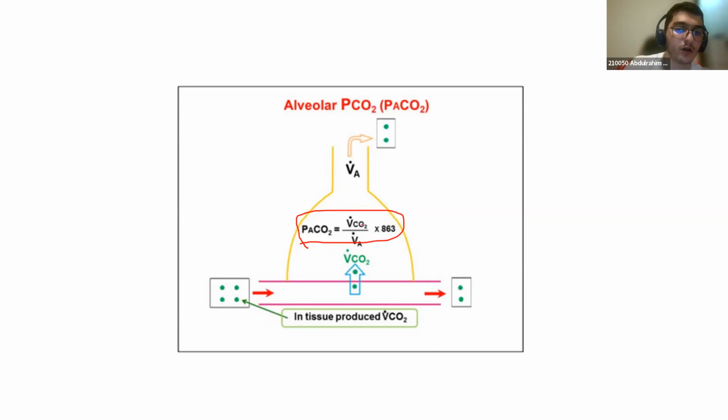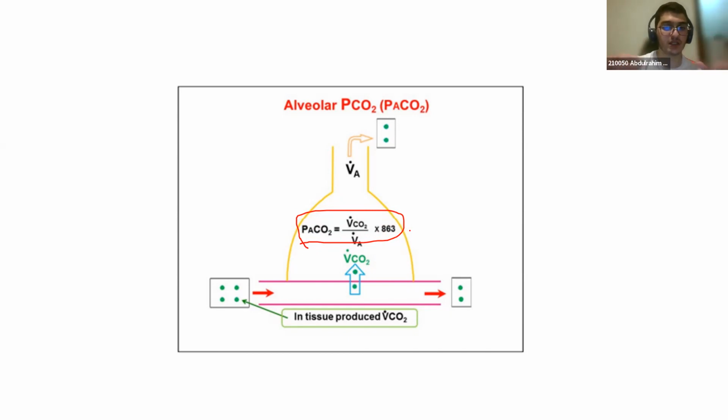It will decrease. Okay, and when your body is producing more carbon dioxide, what will happen with the alveolar pressure of carbon dioxide? Will it decrease or increase? It will increase. So therefore, of course, multiplied by 863, and you have to memorize this number.